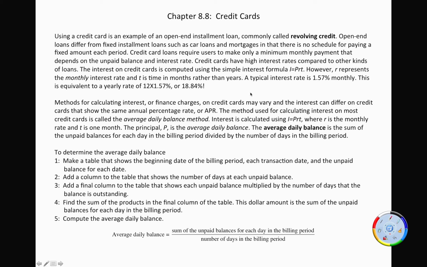Chapter 8.8, Credit Cards. Using a credit card is an example of an open-end installment loan, commonly called revolving credit. Open-end loans differ from fixed installment loans, such as car loans and mortgages, in that there is no schedule for paying a fixed amount each month. Credit card loans require users to make only a minimum monthly payment that depends on the unpaid balance and interest rate. Credit cards have high interest rates compared to other kinds of loans.